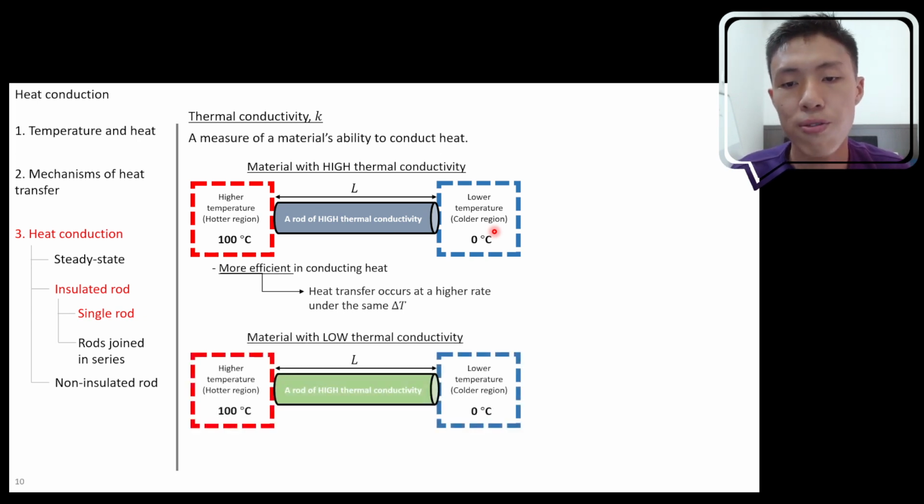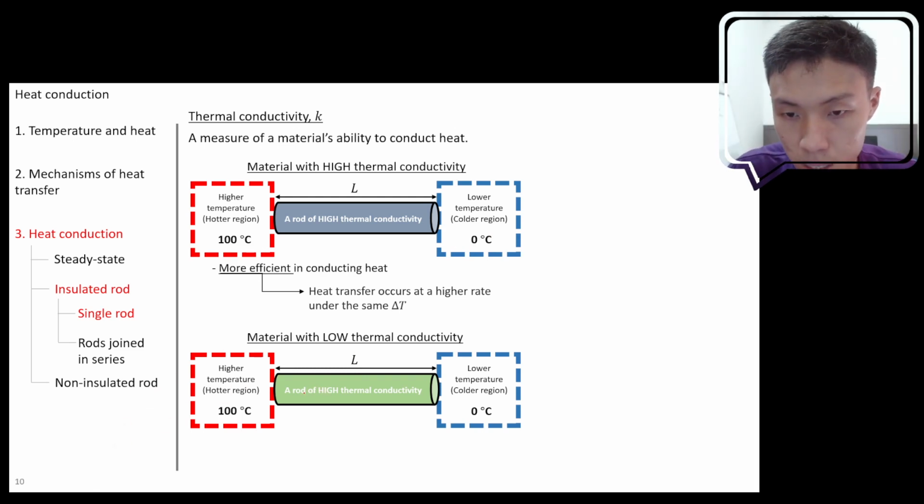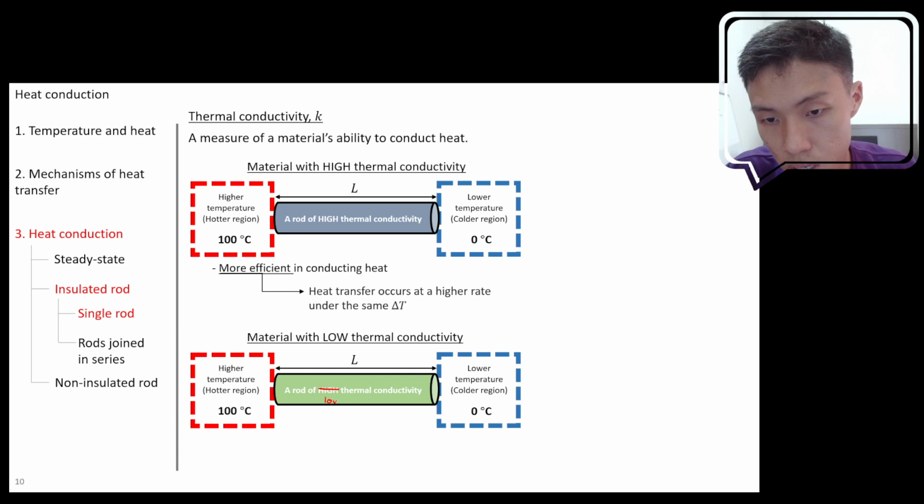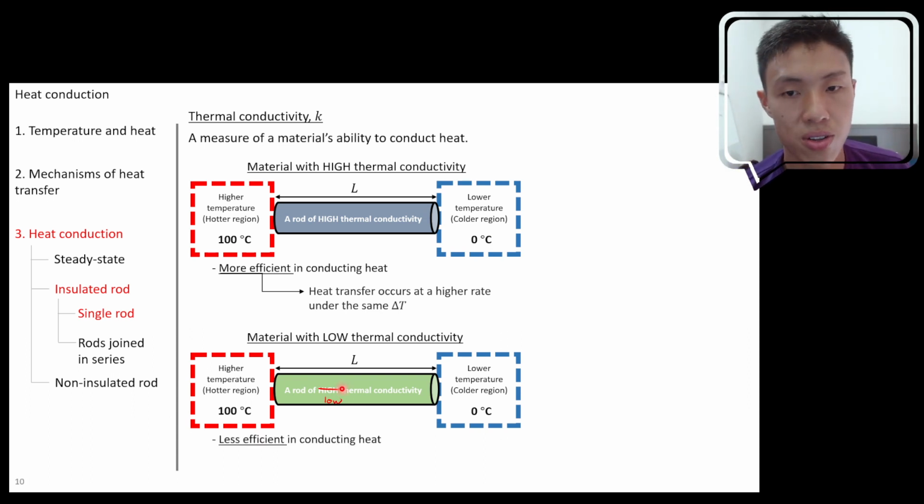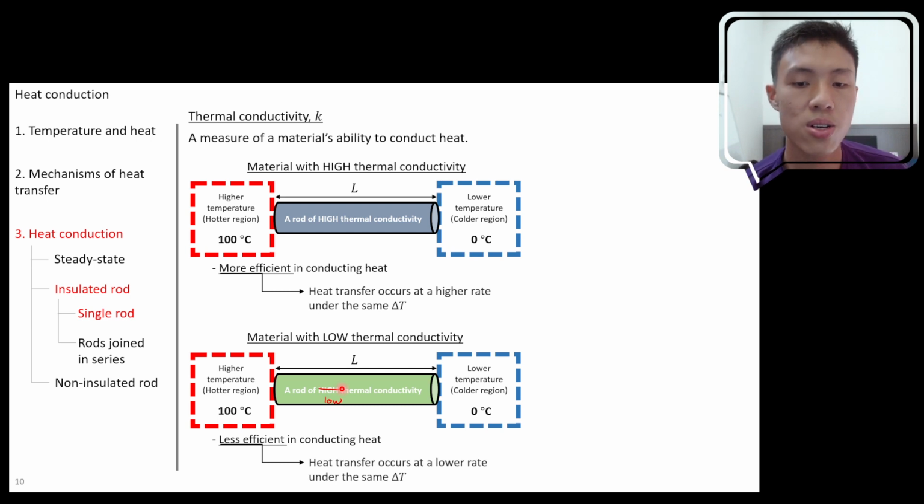If you have a material with low thermal conductivity, this should be changed to low. Let me edit it. With a material with low thermal conductivity, it's less efficient in conducting heat. So heat transfer occurs at a lower rate under the same difference in temperature, which is 100 and 0. The difference in temperature is 100 degrees Celsius.